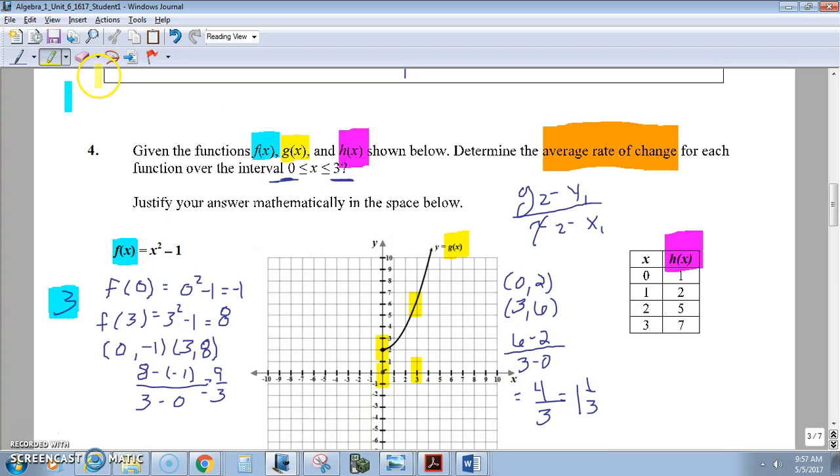So my average rate of change between 0 and 3 for g of x is 1 1/3. So f of x has a larger average rate of change between those two numbers.